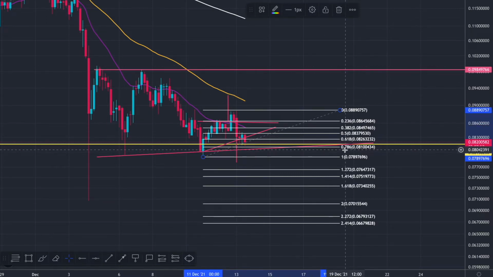Also I can see here that the 0.786 is lining up pretty, not spot on, but pretty much with that yellow daily support and resistance line. So again, it would be really great if we could hold the 0.786 for today, staying above this yellow line, so we're not making any lower lows on the daily time frame.